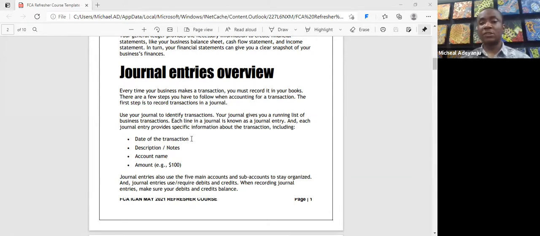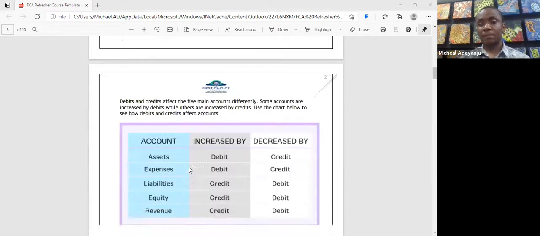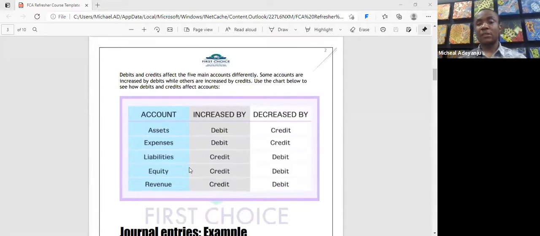When recording a journal entry, make sure your debit and credit balance. So what are the rules for journal entries in the first place? Debit and credit affect the five main accounts differently. Some accounts are increased by debits, while others are increased by credits. Look at the chart below and you will understand.